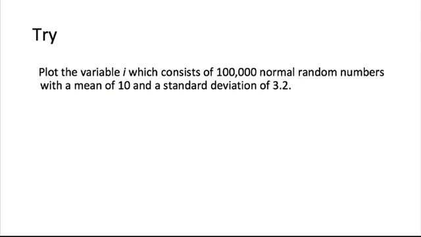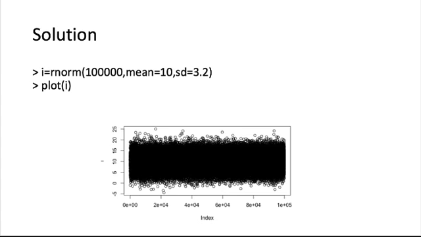So what I'd like you to try to do is to plot the variable I, which consists of 100,000 normal random numbers, with a mean of 10 and a standard deviation of 3. And then when you've run the code, you probably see something like this. So I equals rnorm, and then you specify how many values, the mean, the standard deviation, and then you say you want to plot I. And then your chart would resemble the one that's shown here.